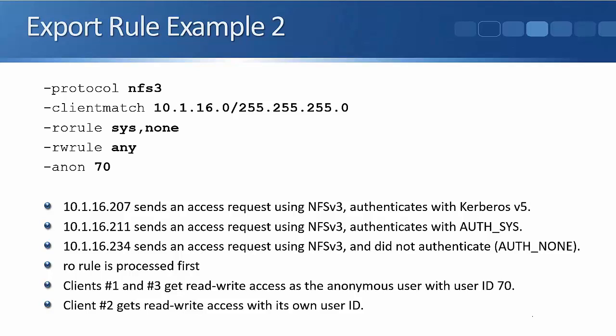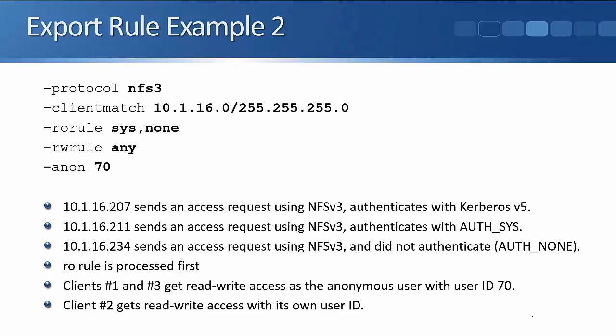So clients who authenticate as auth/sys will get read-only access with the user ID that they authenticated with. Users who authenticate with any other method will match the type none, so they will be granted read-only access as the anonymous user. So the second client authenticated with auth/sys, so it would get read-only access with its user ID. Clients 1 and 3 did not authenticate with auth/sys, they authenticated with different methods, so they will match none, and they will get the anonymous user ID, which is 70.